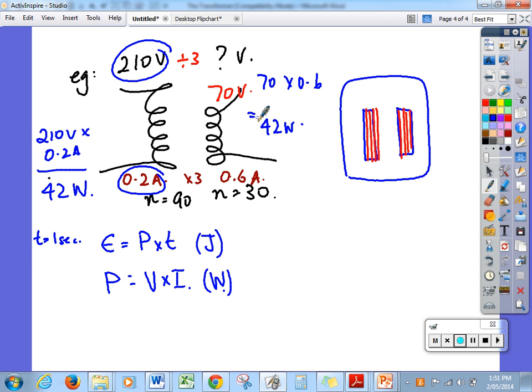Can I get more? If this is 42, can I get 80 over here? No, we'll be breaking the law of what law? Conservation of energy. Good. Can I get less than 42 watts? Yes, and there's a reason for it.